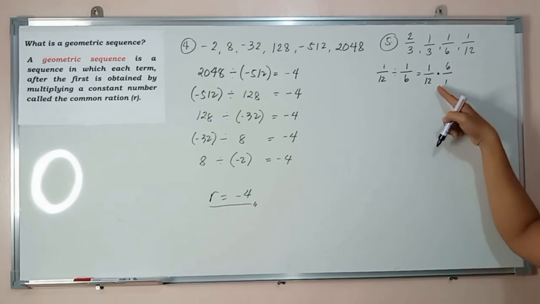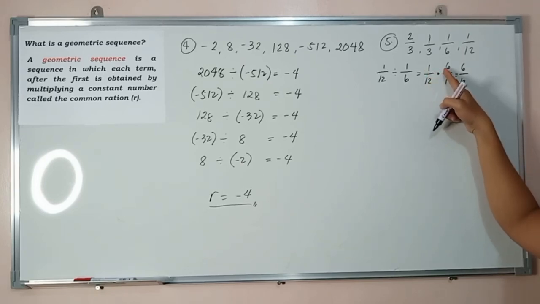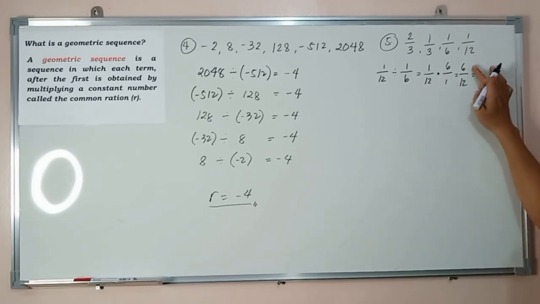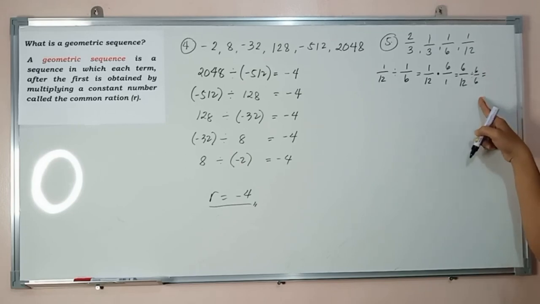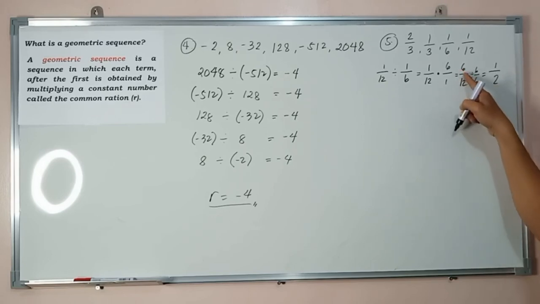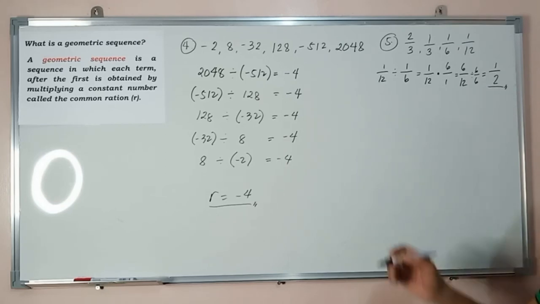Okay? And proceed to the rule on multiplication, so that would give us 6 over 12. That is 1 times 6 is 6, and 12 times 1 is 12. Then 6 over 12, we reduce this one by dividing both the numerator and denominator by 6 over 6. So our answer would be 1/2. That is 6 divided by 6 is 1, and 12 divided by 6 is 2. So we have 1/2.